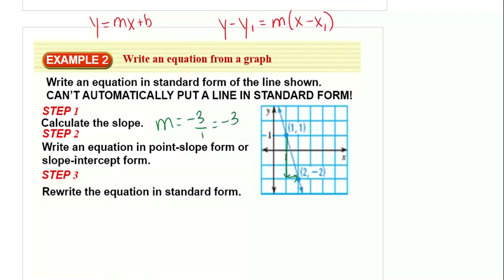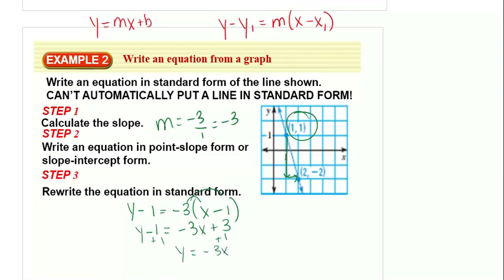And now I'm going to choose a point. I'm going to use this one here, and I'm going to write my equation in point-slope form first. So that would be y minus 1 equals negative 3 times x minus 1. And now I can distribute and rearrange things and get this equation in standard form instead. So I'm going to distribute. So I have y minus 1 equals negative 3x plus 3. I need to add my 1 to this side.